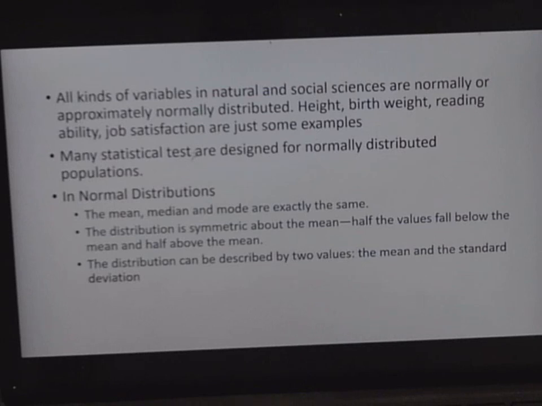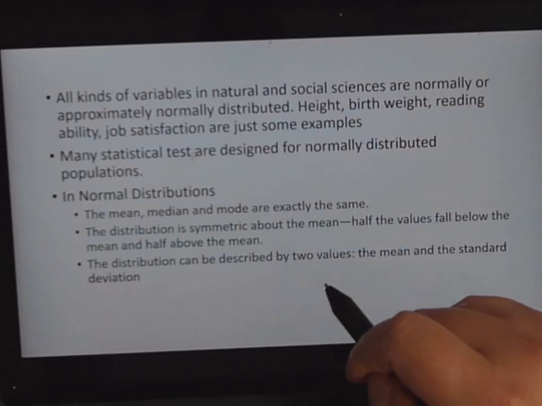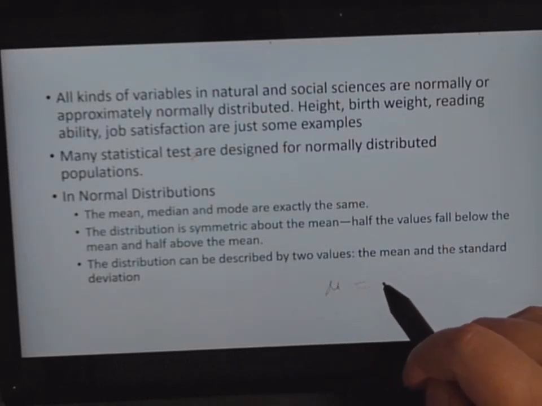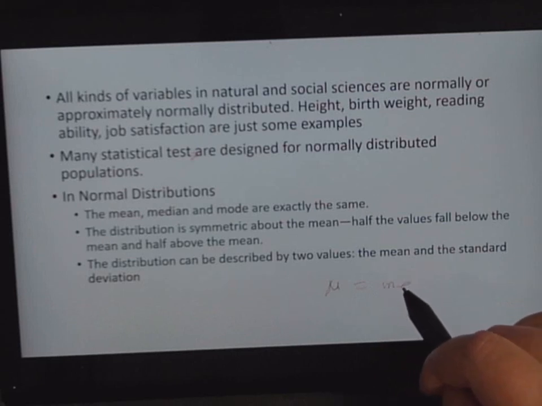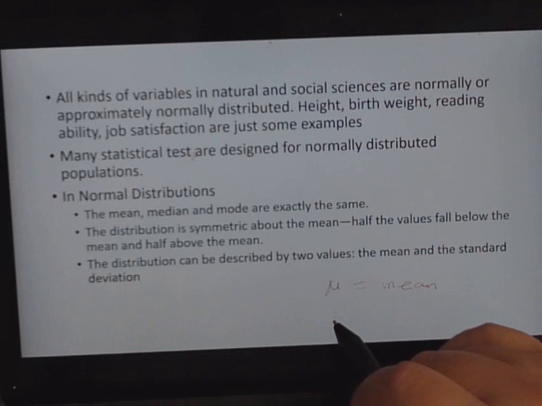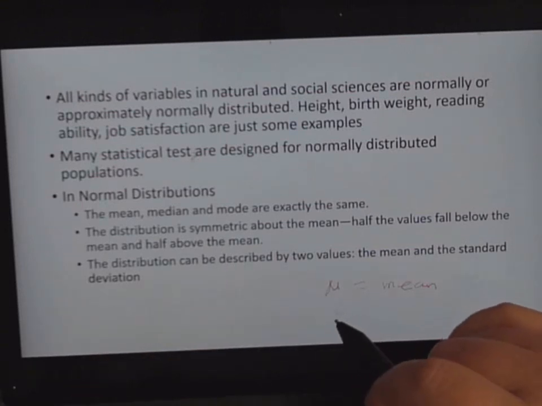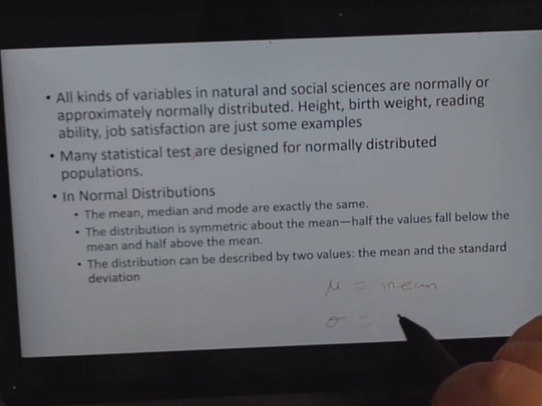And remember, girls, we have Greek letters. So mu stands for the mean. And does anyone remember which one stands for the standard deviation? Sigma. It's like a 0 with a line across the top of it, as opposed to a line through the middle of it. And that stands for standard deviation.